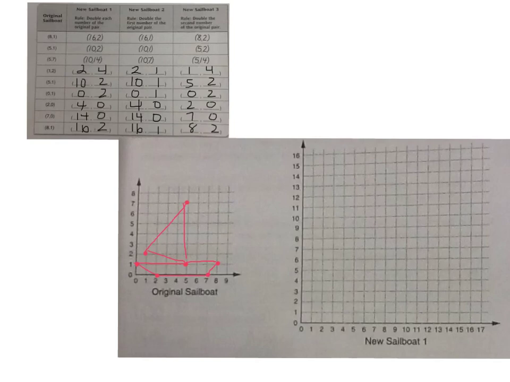Next, I am going to use the larger coordinate graph to graph all of the points for New Sailboat 1. Here are what the points look like when they are plotted on the New Sailboat 1 coordinate graph. Finally, I am going to connect the dots in the same order that I plotted them in. Here is what it will look like when it's finished. Both sailboats are exactly the same, but the one on the right is bigger than the one on the left. New Sailboat 1 is twice as high and twice as wide as the original sailboat. The sailboat stretched in both directions.